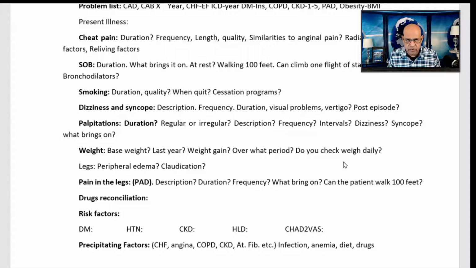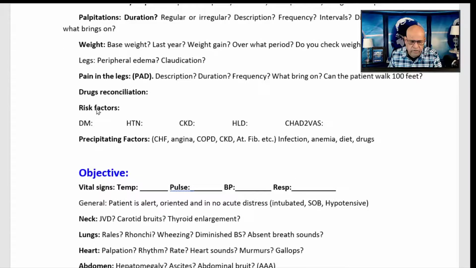And as far as legs are concerned, any peripheral edema, claudication for patients with peripheral arterial disease. Then we look for risk factors like hypertension, diabetes, chronic kidney disease, hyperlipidemia, and we calculate the CHADS-VASc score. We need to look at precipitating factors like ongoing myocardial ischemia, indiscriminate diet intake, medication mismanagement, infection, volume overload, and all the other things that go along with those.